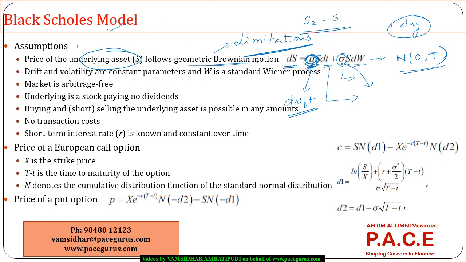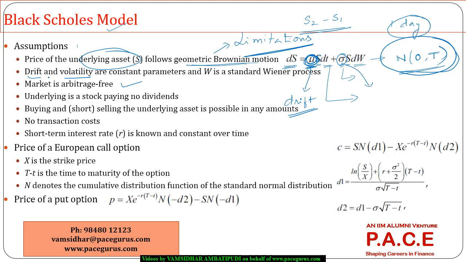The mean and volatility, which are the drift and the volatility, are constants, and W is a standard Wiener process. The standard Wiener process comes with this kind of notation, and the model says the market is arbitrage free. There are no arbitrage opportunities.